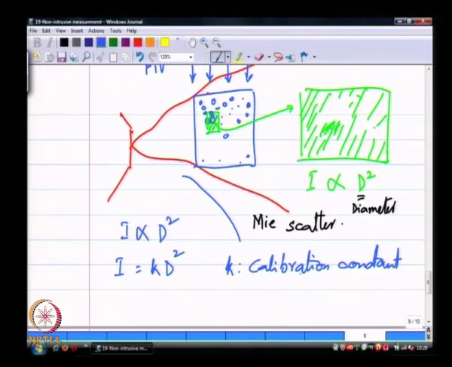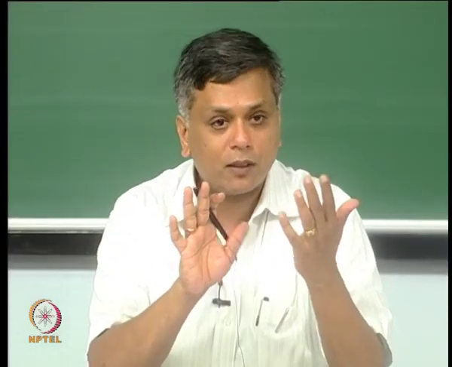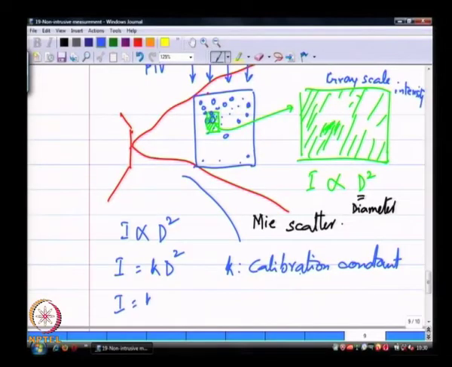See, look at it this way. This green image here is a grayscale intensity. That is all what you have to deal with. This grayscale intensity at any point is proportional to the total surface area of the drops present in there per unit volume. So, if I have monodispersed drops, then I know that I is exactly equal to k times d squared. If I have a whole distribution of drops like in a real spray, we will still say that this I is equal to k times the total surface area per unit volume.